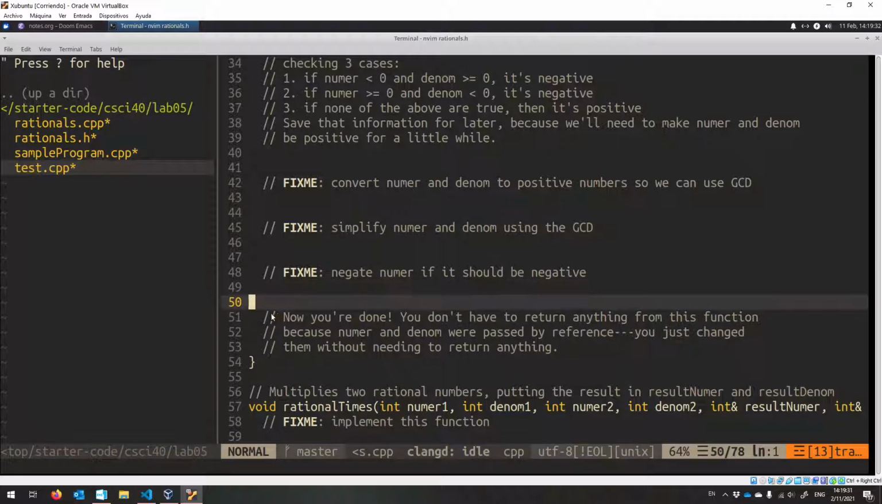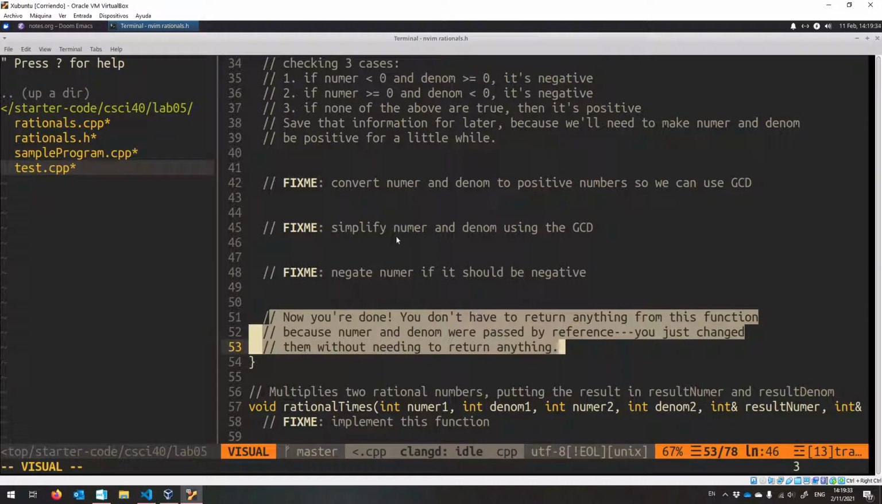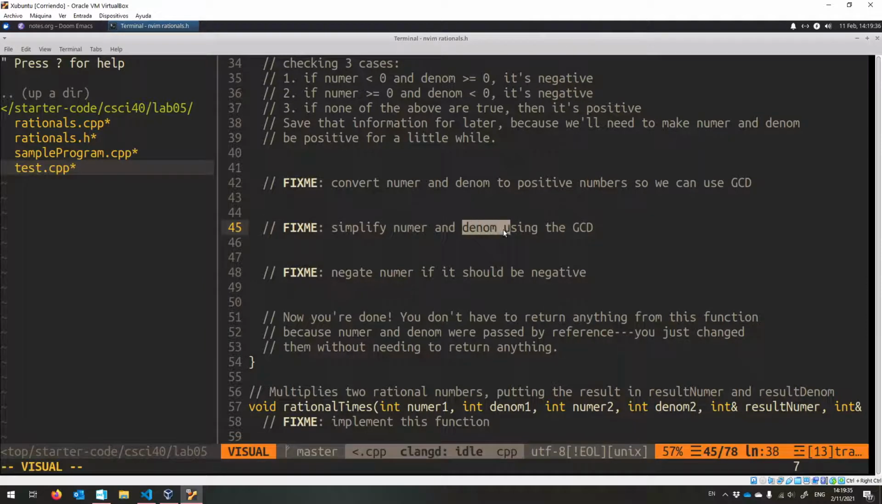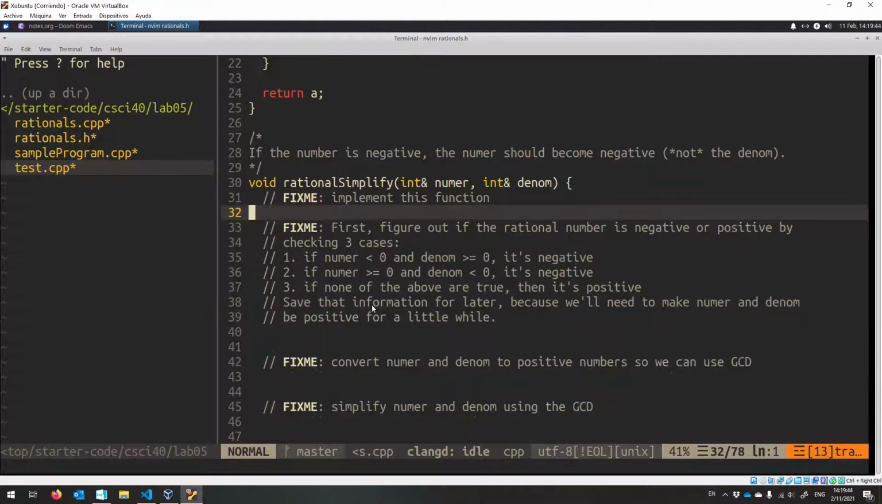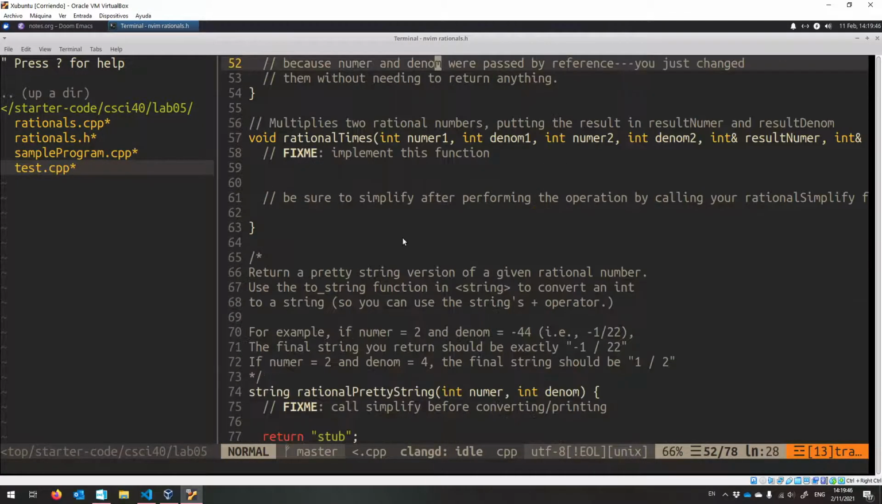And actually that's it, because you update numer and denom in this function. They were passed by reference, you don't have to return a thing. You did your work by changing these values. Okay? Please yell at me if any of this is not making sense, but hopefully that's not too bad.